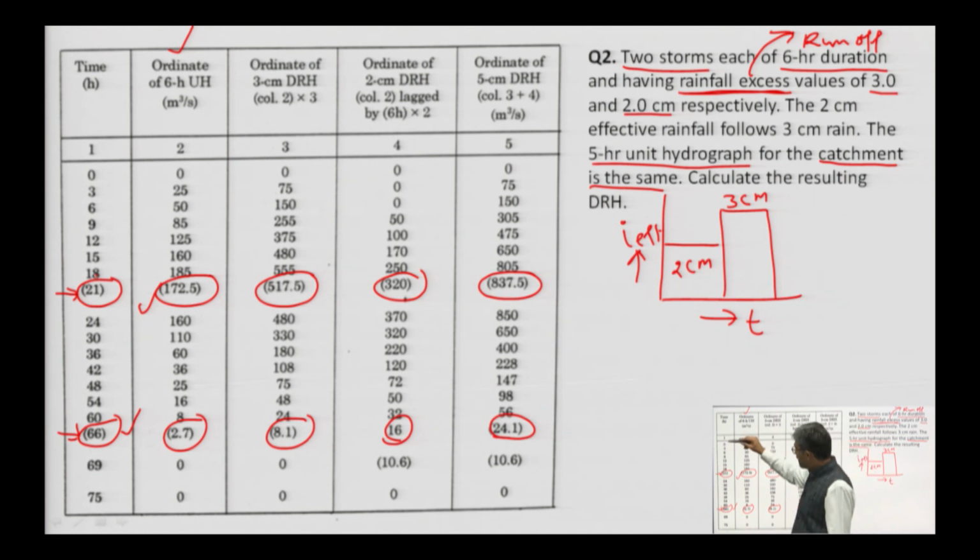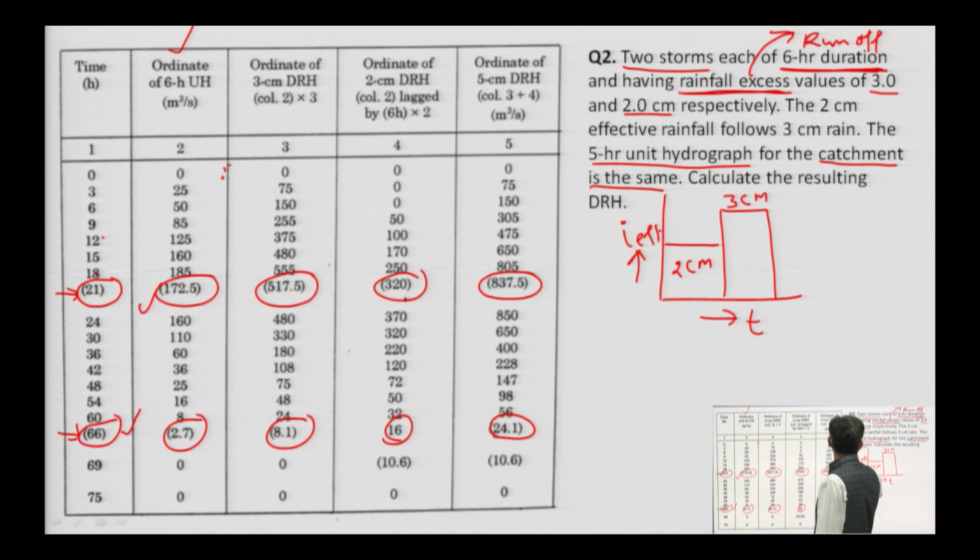Because the duration is 0 to 3, 3 to 6, 6 to 9, 9 to 12, 12 to 15, 15 to 18, and the data has been jumped for 6 hour duration. But here the storm is 6 hour duration. Therefore, we need to have that value. So, ordinate is given at starting 0.